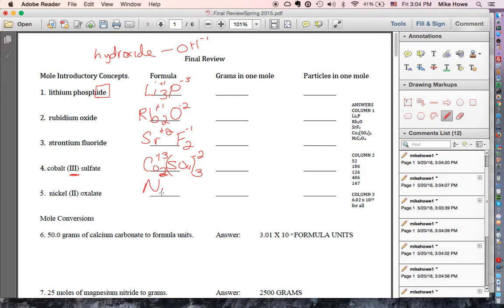For the nickel 2 oxalate, you have nickel with a +2 charge. Oxalate is C2O4 off the periodic table. Once again, that's on the bottom of the table because of the ate ending. Since nickel's +2 and oxalate's -2, you don't need to do anything else, and that's your whole formula.